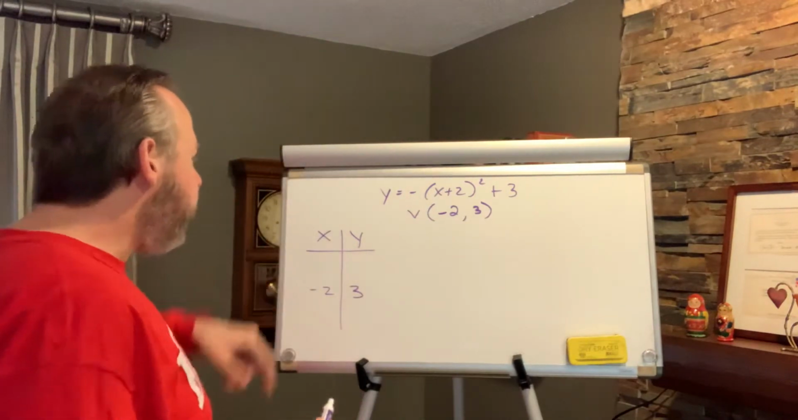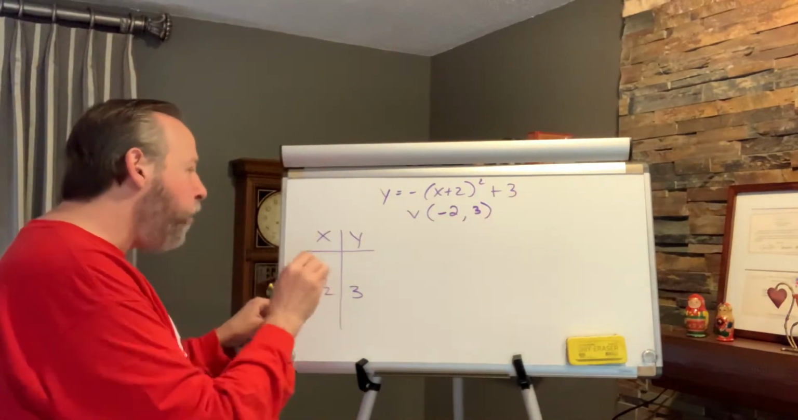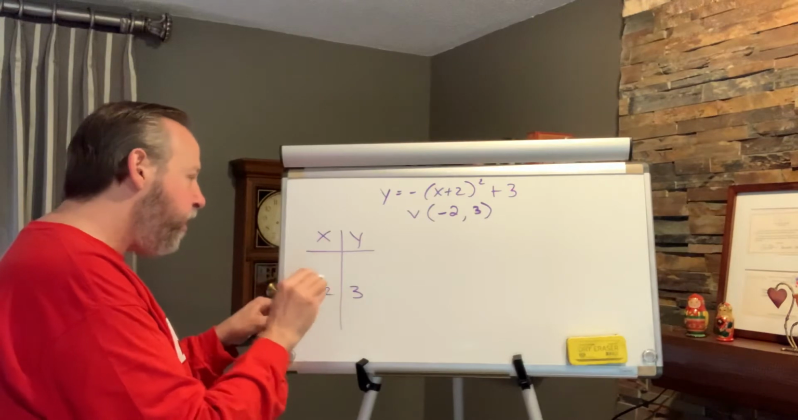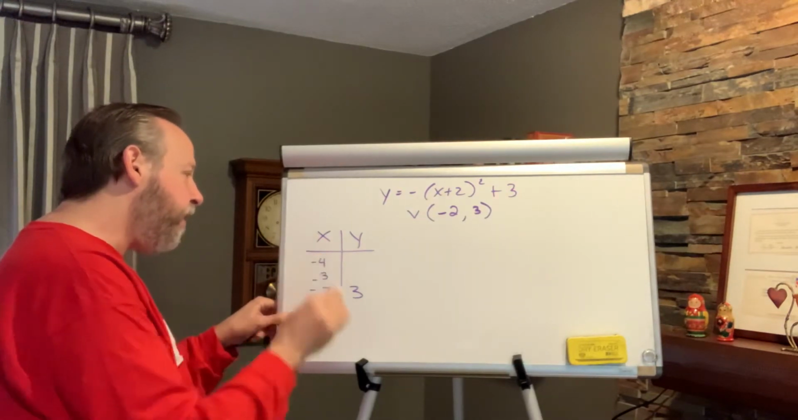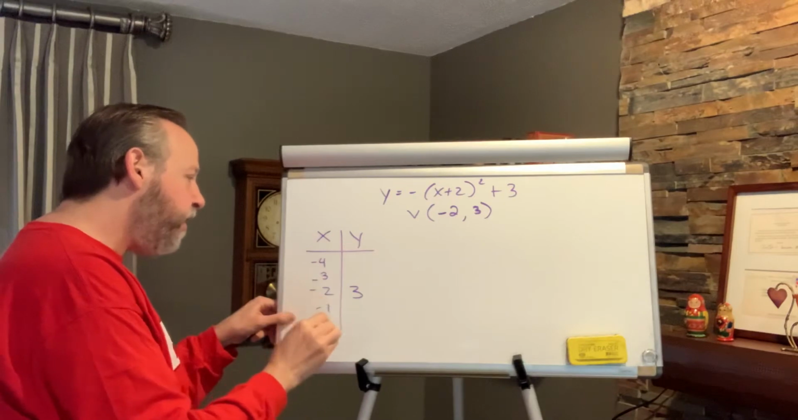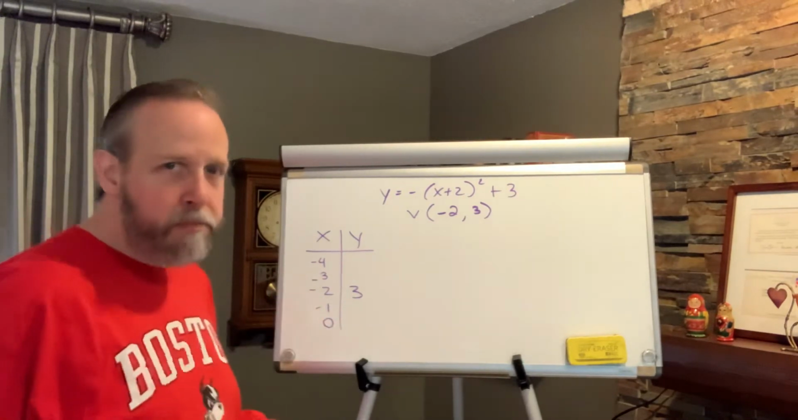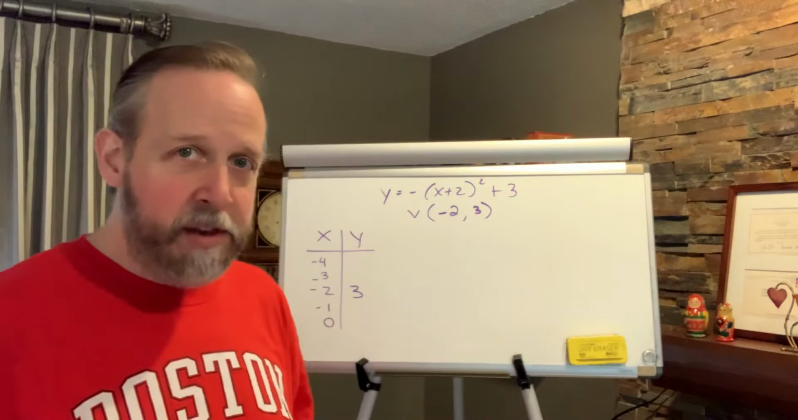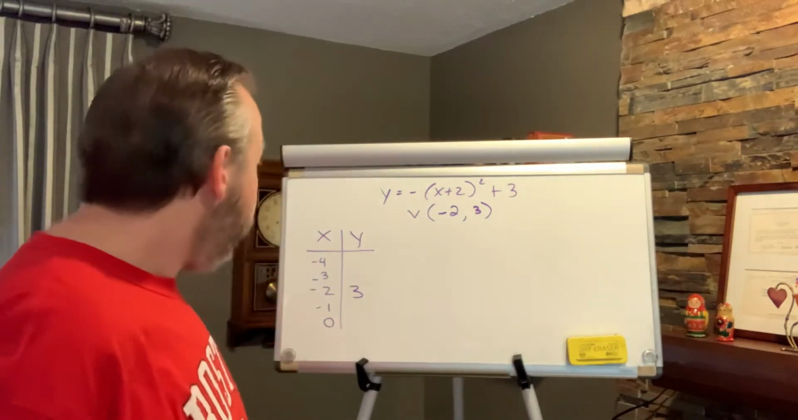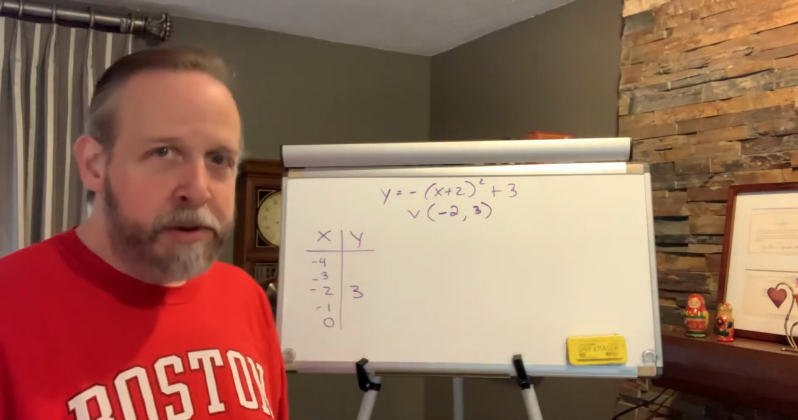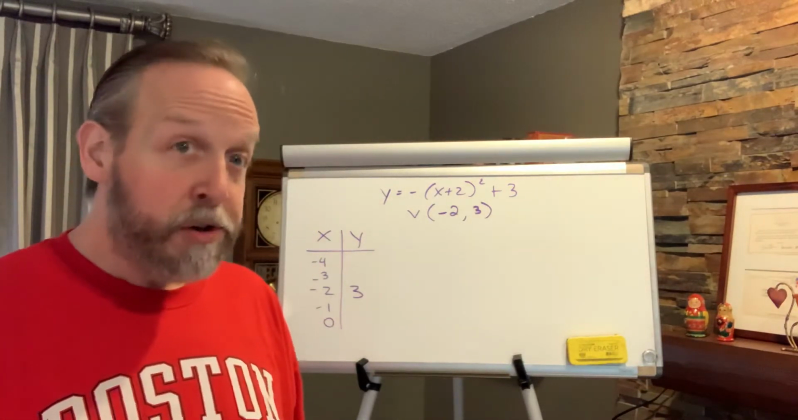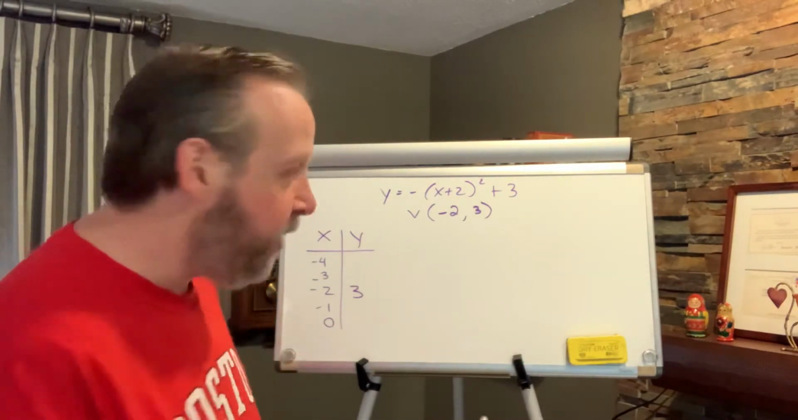Now, when you're choosing the rest of your inputs, you're going to go one away. So this is negative 2. I'm going to go negative 3, negative 4 up here, and then negative 1, 0 down there. We're creating this 5-input t-table. To find the outputs, you're doing the math. Be very careful when you're inputting these values. It's the only issue you're going to have is the order of operations.